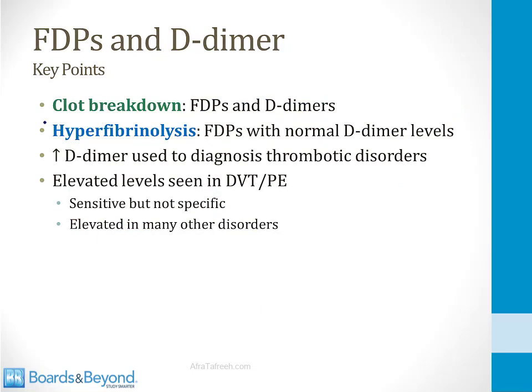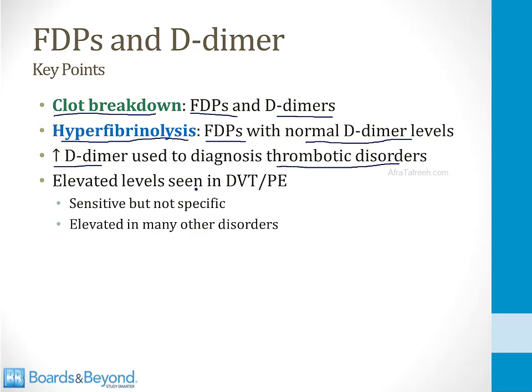So here are some key points to remember about fibrin degradation products and the D dimer level. When you have breakdown of clot, you will see increased levels of fibrin degradation products and D dimers. When you have hyperfibrinolysis and overactivity of plasmin, you can see increased levels of FDPs, but the D dimer level will be normal. An elevated D dimer level is used sometimes to make the diagnosis of thrombotic disorders.